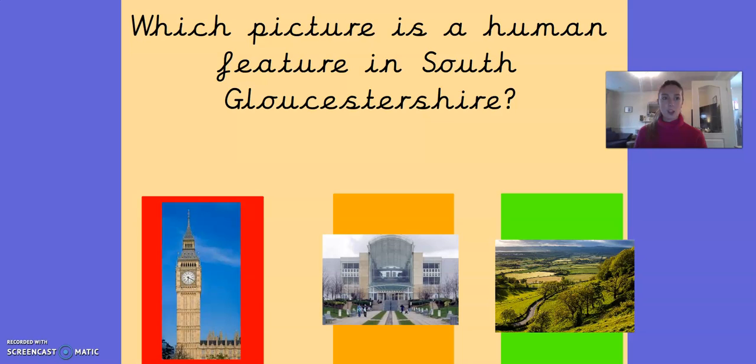Next question. This is linking back to term 1's geography learning. So let's see if we can get our thinking hats on to cast our memories back to term 1. Which picture is a human feature in South Gloucestershire? So I might be thinking first of all, what is a human feature? And then you need to find which one is in South Gloucestershire.